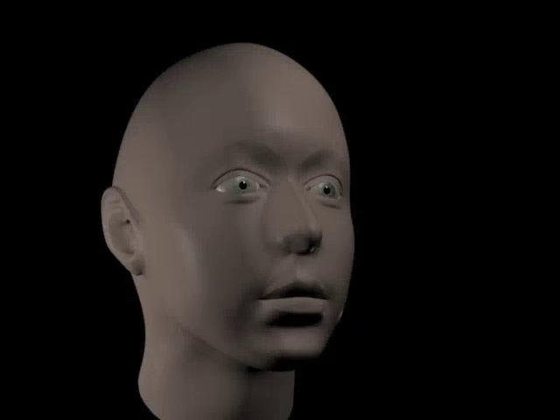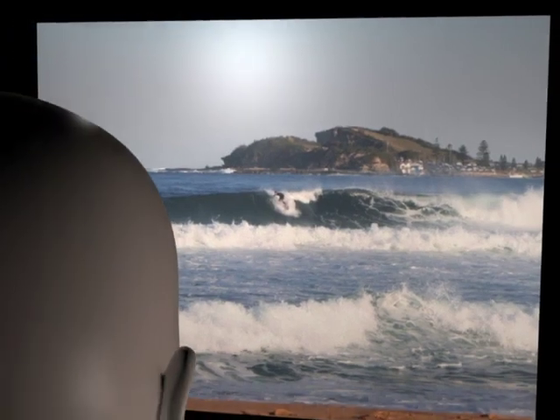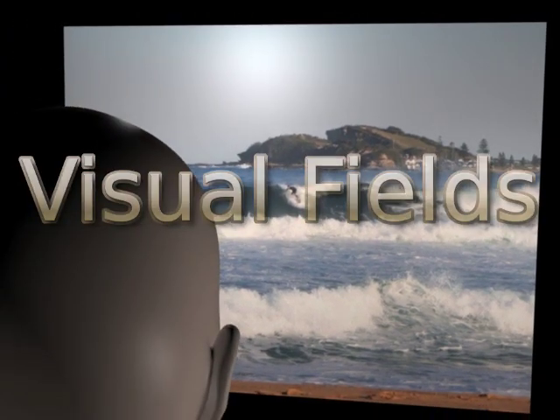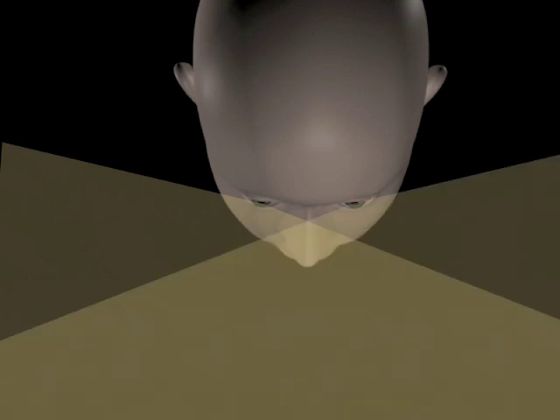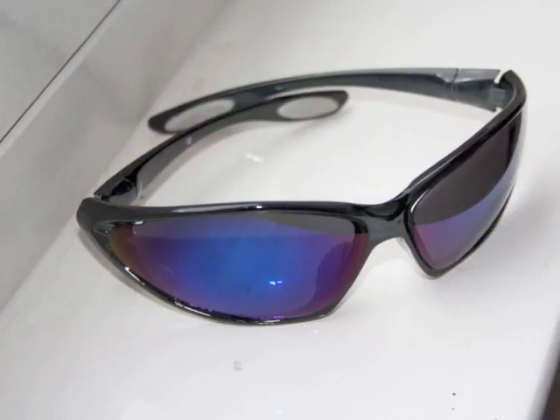Hi, our field of vision is the total area we are able to see, and it's a combination of the individual visual fields of our two eyes. When looking straight ahead, a normal field extends about 60 degrees up, 75 degrees down, 60 degrees nasally, and an impressive 110 degrees temporally.